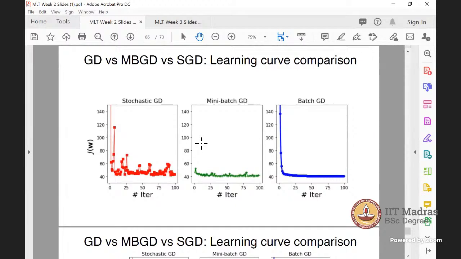Now these are the learning curves of batch gradient descent, mini batch gradient descent, and stochastic gradient descent. As expected, the batch gradient descent is the smoothest. It is monotonically decreasing. In mini batch gradient descent, you can see that it is fluctuating, but the highest amount of fluctuations you will see in the stochastic gradient descent learning curve.